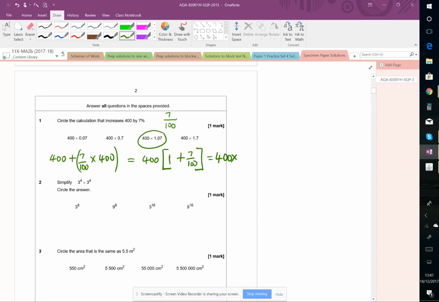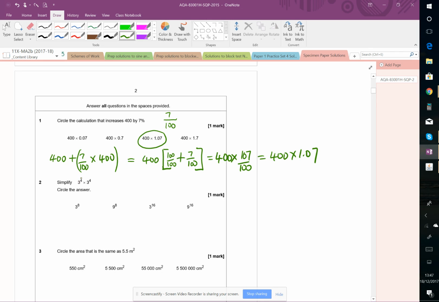Well, 1 is the same as 100 hundredths. So in total, there are 107 hundredths. And of course, 107 hundredths is 1.07. So this is 400 times 1.07. Again, you don't need to know all that, but it might be nice to see where it comes from so you can understand why it's 1.07.